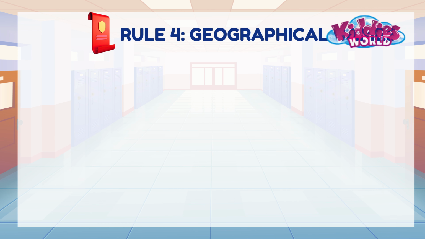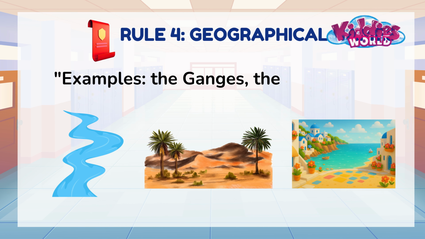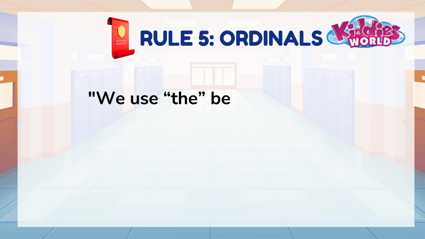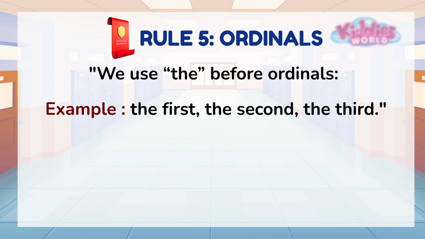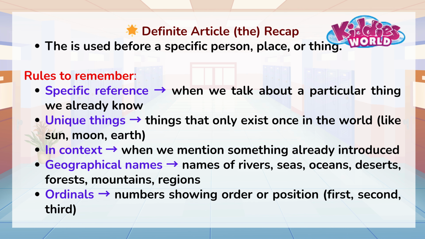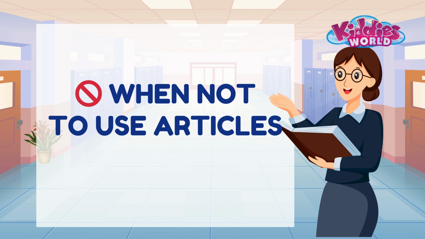Rule 4. Geographical names. Examples: the Ganges, the Sahara, the Mediterranean. Rule 5. Ordinals. We use the before ordinals. The first, the second, the third. Now that you know how the works, let's see when we don't have to use it.